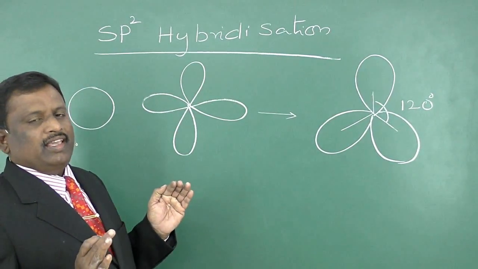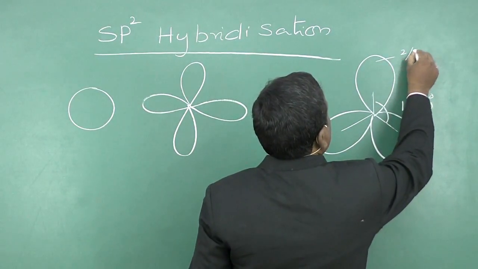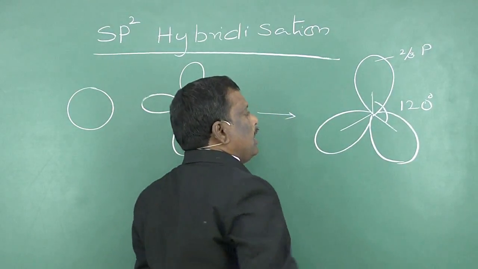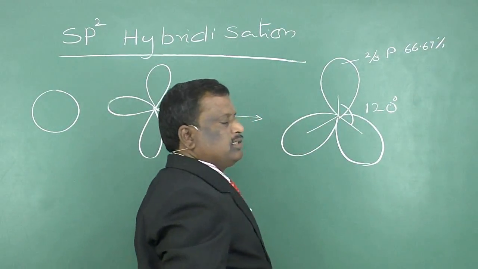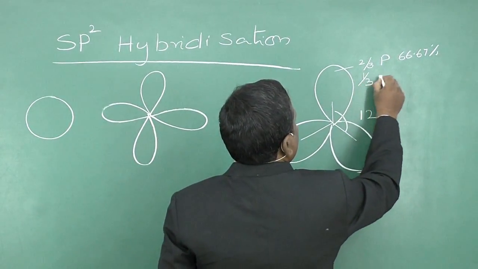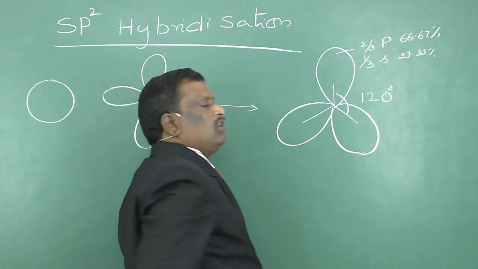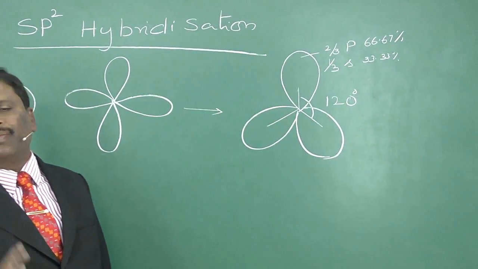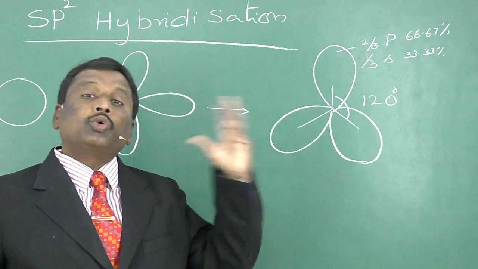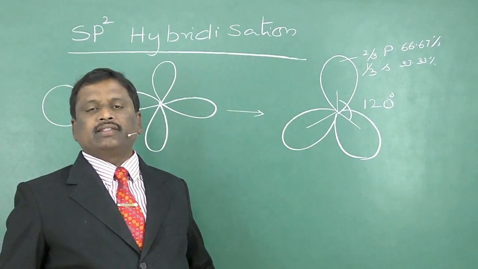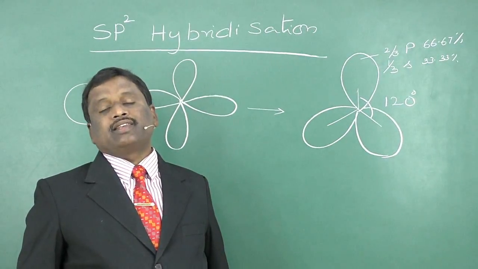Now each Sp2 hybrid orbital will have 2/3 of p orbital character, that is 66.67% p orbital character, and 1/3 s orbital character, that is 33.33% s orbital character. That means the hybrid orbital will have neither purely s orbital character nor p orbital character. It will have new characters. Of those characters, 2/3 belong to the p orbital and 1/3 belong to the s orbital.